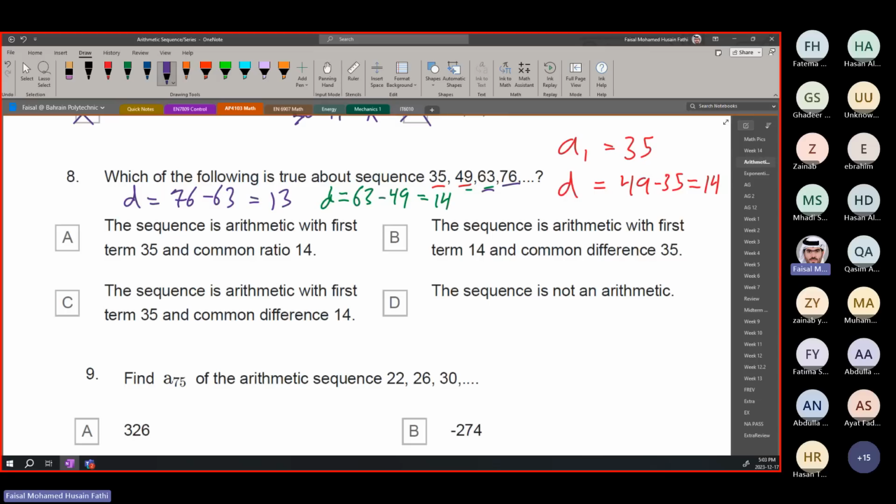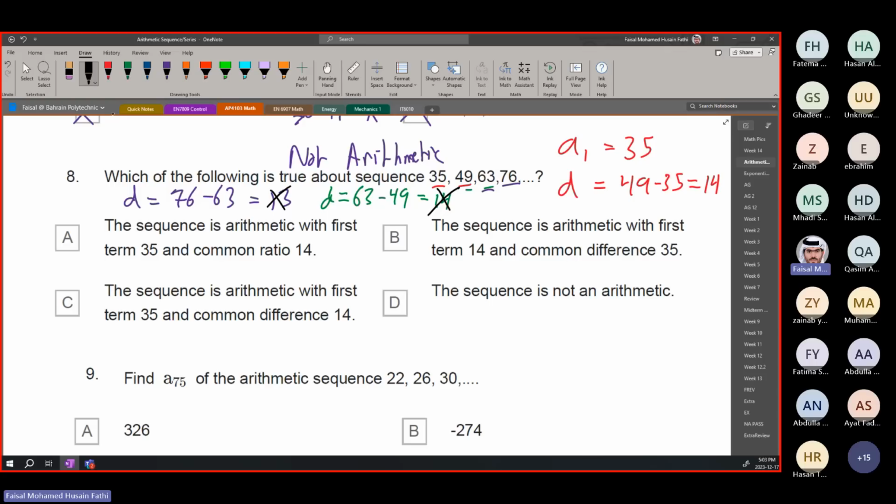It's equal to 13. So we know directly that this is not arithmetic. Don't get fooled. This is how you check for every time you read a question about any sequences. You have to double check and make sure it's arithmetic. Okay, so this is 13. This is 14. So they're not equal. So this is not arithmetic.